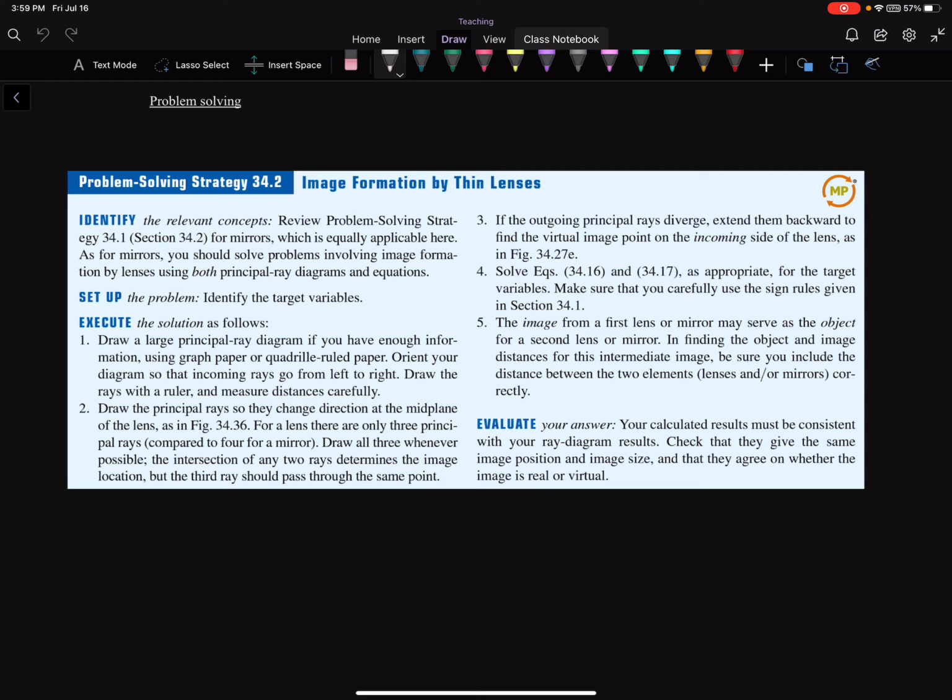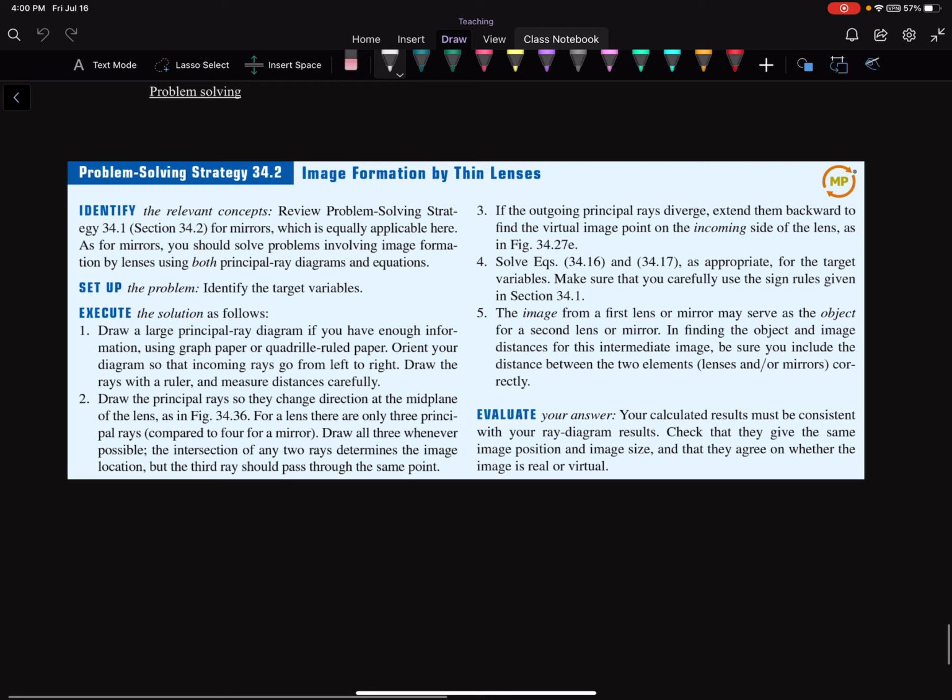So first, you have to identify the relevant concepts. There's another problem-solving strategy for mirrors, which applies equally for thin lenses here. But here we're going to be using image formation by lenses, using both principal ray diagrams and equations. So same thing as mirrors.